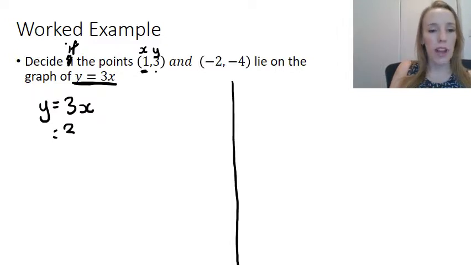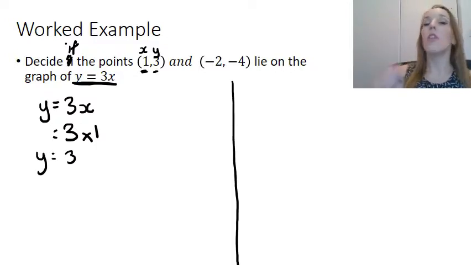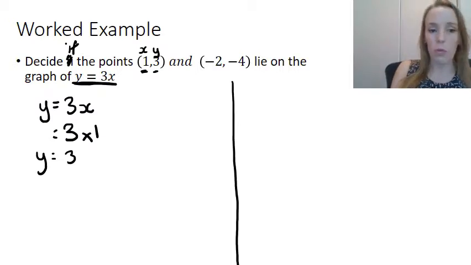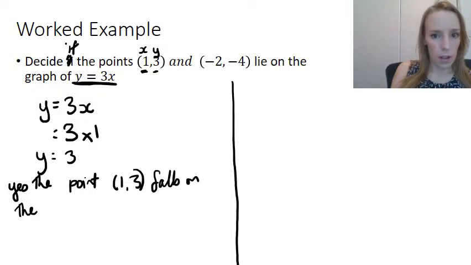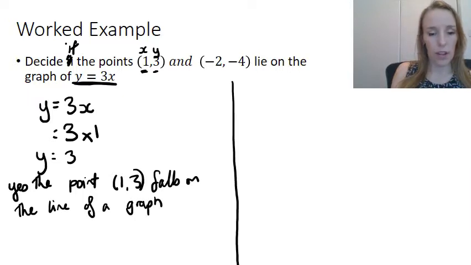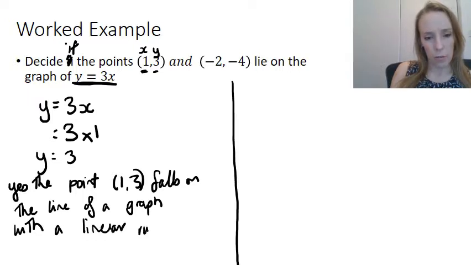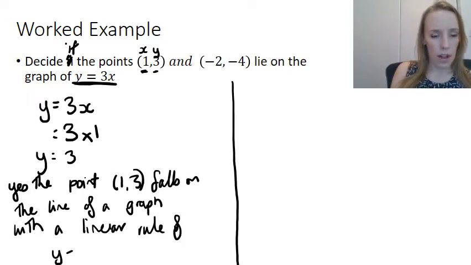So y equals 3x, so 3 times 1 in this case. 3 times 1 is 3. So y equals 3. That was the point we were given. So yes, that point would fall on the line. So we'll write a word answer. So yes, the point 1, 3 falls on the line of a graph with a linear rule of y equals 3x.